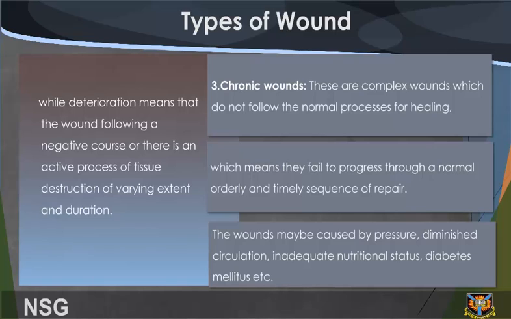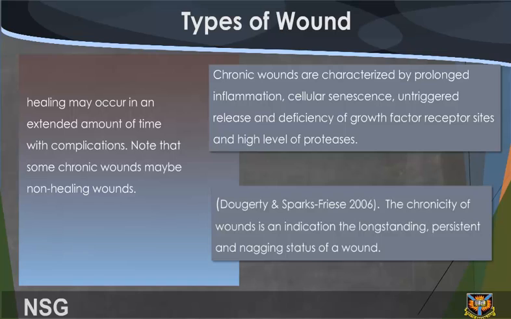3. Chronic wounds. These are complex wounds which do not follow the normal processes for healing, which means they fail to progress through a normal, orderly, and timely sequence of repair. The wounds may be caused by pressure, diminished circulation, inadequate nutritional status, diabetes mellitus, etc. Healing may occur in an extended amount of time with complications. Note that some chronic wounds may be non-healing wounds.